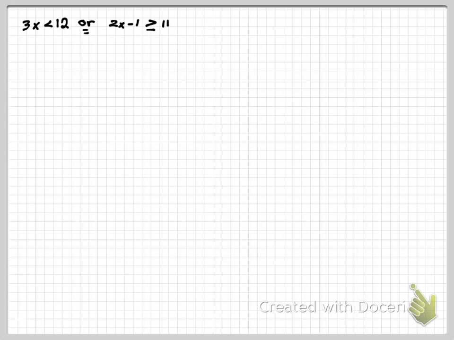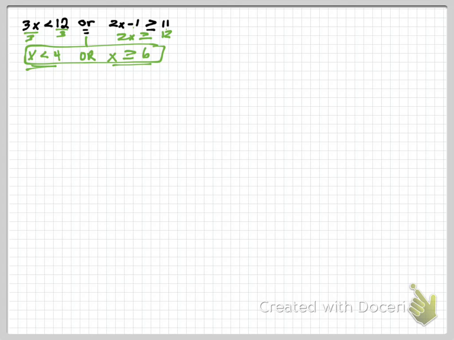So we're going to go ahead and we're going to solve these independently. We're going to divide by 3 on this one and get x is less than 4. We maintain that it's or. We add 1, we get 12. We divide by 2, we get x is greater than or equal to 6. So this is a little bit less exclusive. It can satisfy either of these conditions and be a solution. So if it's less than 4, or if it's greater than or equal to 6, we're all set.